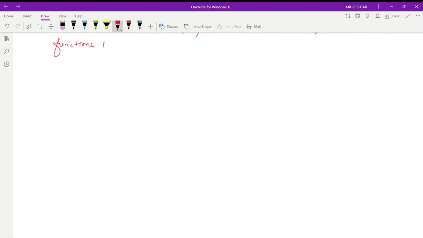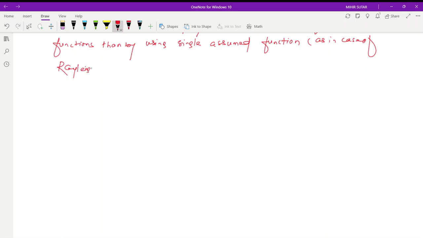then by using a single assumed function as in case of Rayleigh's method. This is the basic difference.